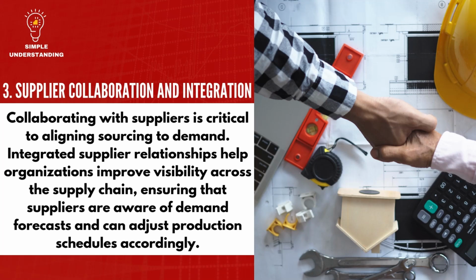3. Supplier collaboration and integration. Explanation. Collaborating with suppliers is critical to aligning sourcing to demand. Integrated supplier relationships help organizations improve visibility across the supply chain, ensuring that suppliers are aware of demand forecasts and can adjust production schedules accordingly.